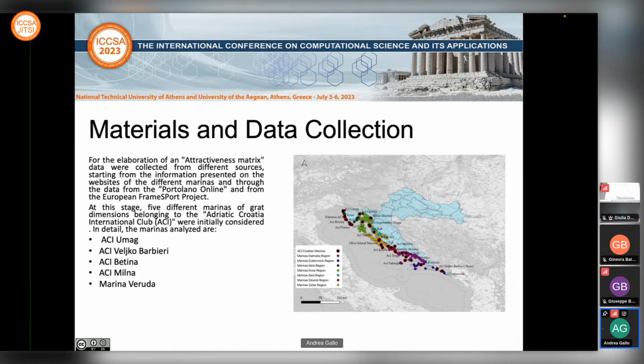And it is important to highlight that all these five marinas are of such great dimension that they belong to the Adriatic Recreation Intermodal Club. So it is the club of 25 different great marinas, or marinas of great dimension. And so it was quite easier to catch all the information that we are going to present later.